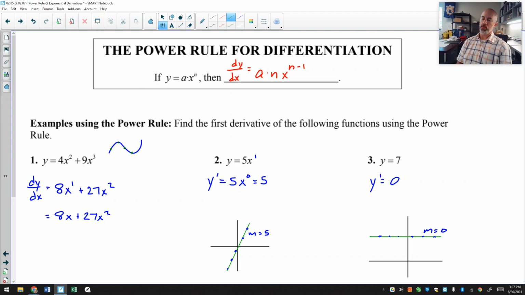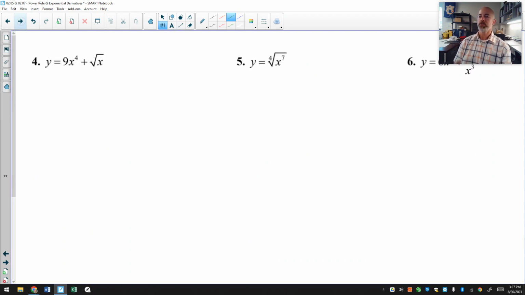So if I wanted to know what the slope was, for example, at x equals 1, then it would be 8 times 1 plus 27 times 1 squared. That would be a slope of 35. That's pretty steep. The slope at 0, when x is 0, would be 8 times 0 plus 27 times 0. So the slope at 0 is 0. And so the slope can change. And matter of fact, it normally does. Very seldom do we use calculus with lines. We use calculus with bendy things that are much more difficult to analyze.